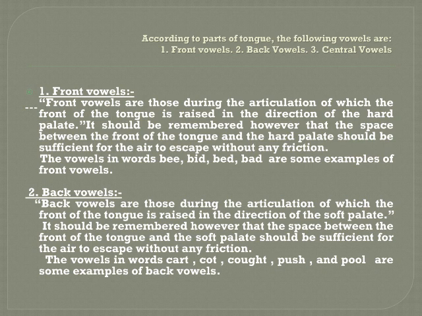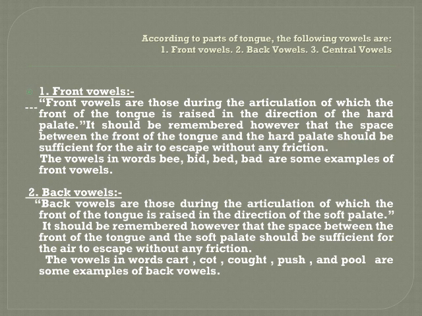So friends, we can classify a vowel sound according to the rise of a specific part of the tongue: front, central or back. Front vowels are those during the articulation of which the front of the tongue is raised in the direction of the hard palate. It should be remembered, however, that the space between the front of the tongue and the hard palate should be sufficient for the air to escape without any friction. The vowels in the words be, beat, bit, bat are some examples of front vowels.